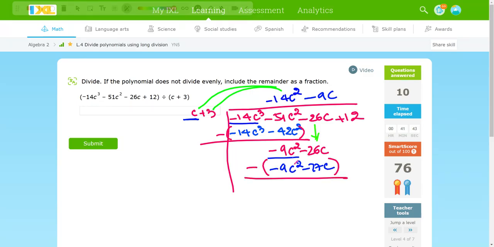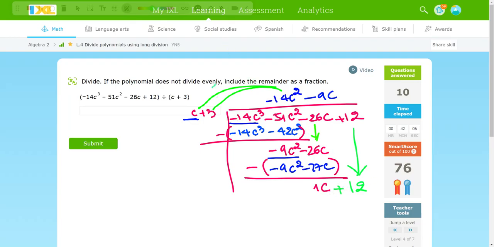Okay, c squared part, it's gone. Okay, subtract 27c, that becomes plus 27c. So negative 26c plus 27c, that becomes 1c. Okay, now I move down the 12. So that should be plus 12.